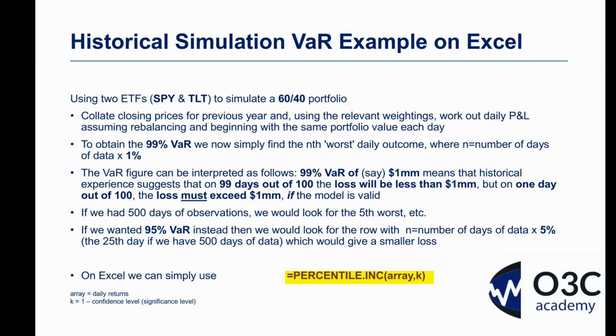So we'll use our two ETFs in our portfolio, our 60/40, that simulated portfolio that we've got there. We've got the prices from the previous year, so we're going to use those again, and we're going to look for that 99% VAR number. Okay, now we can use a function on Excel. You see that at the bottom here. It's percentile.inc, and then we'll use the array of data that we have.